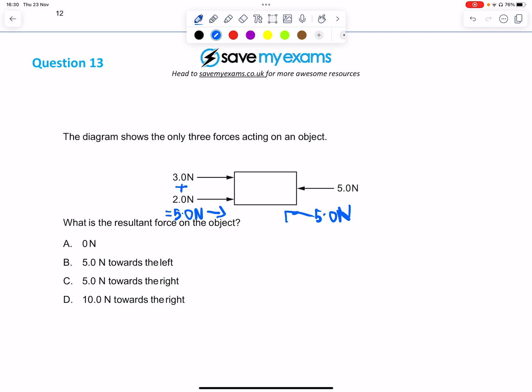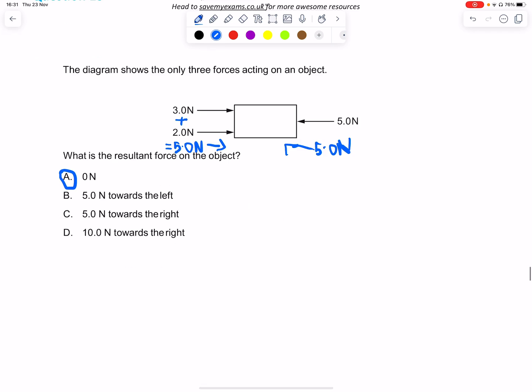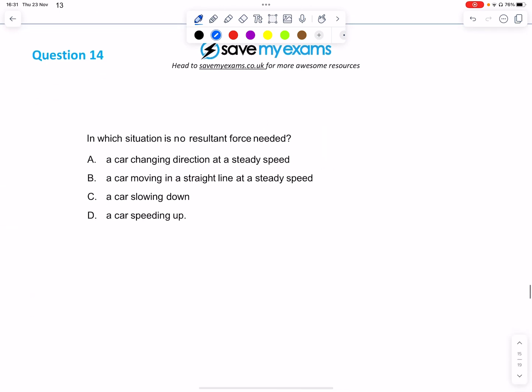So you've got two forces of equal magnitude, but they're acting in the opposite direction, and we've studied that this means that there should be a net force and a resultant force that is equal to 0. So I'm just going to take option A. Okay, just going to move on to the next question.